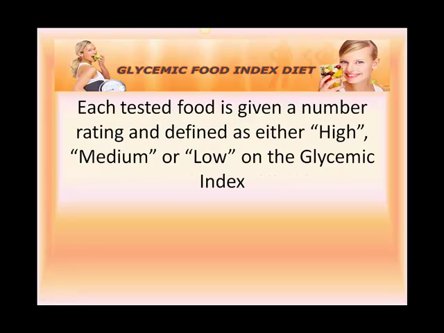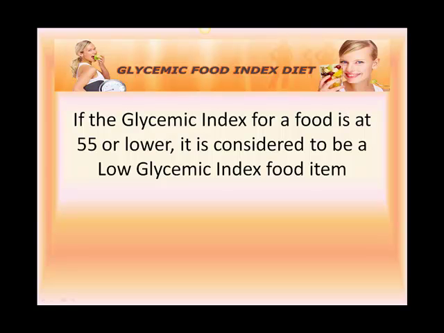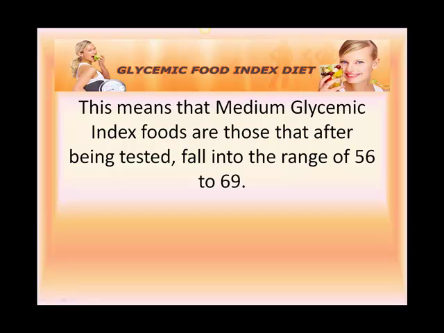standard. Each tested food is given a number rating and defined as either high, medium or low on the glycemic index. Foods fall into the high glycemic index when they are rated at 70 or above. If the glycemic index for a food is at 55 or lower, it is considered to be a low glycemic index food item. This means that medium glycemic index foods are those that, after being tested, fall into the range of 56 to 69.